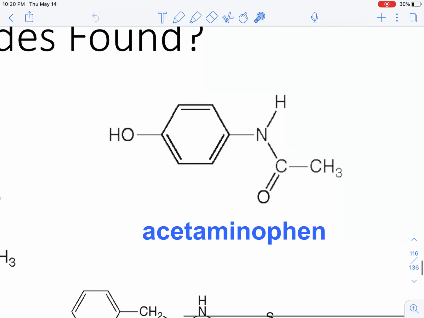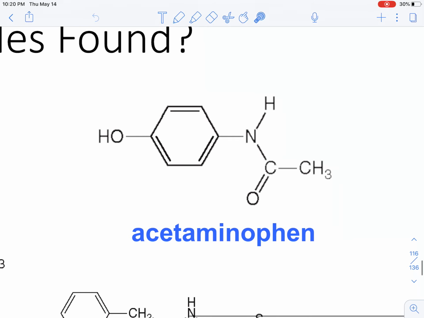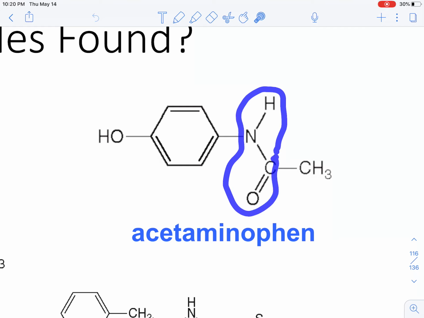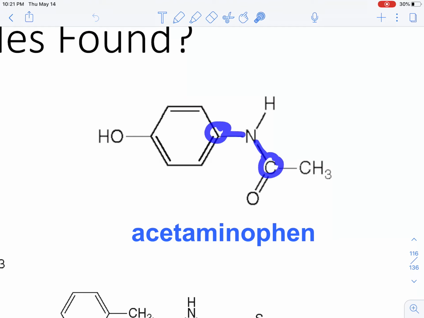So looking at acetaminophen, which is the active ingredient in Tylenol, we see an amide. And so this nitrogen is covalently bonded to 2 carbons, making this a secondary amide. We also see the presence of an alcohol or a hydroxyl group in acetaminophen.